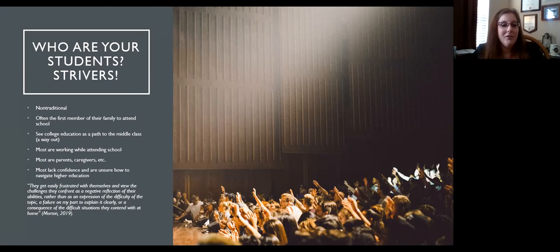And I love this quote. I'll let you read it up here by Morton. It says, they get easily frustrated with themselves and view the challenges they confront as a negative reflection on their abilities, rather than as an expression of the difficulty of a topic, a failure on my part to explain it clearly, or a consequence of the difficult situations they contend with at home. So they take it very personally when they can't do something.